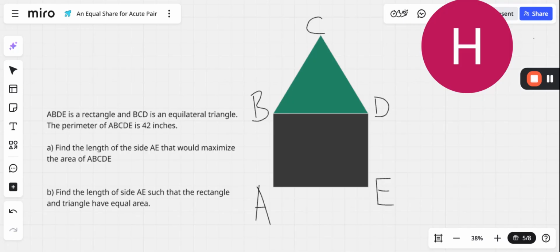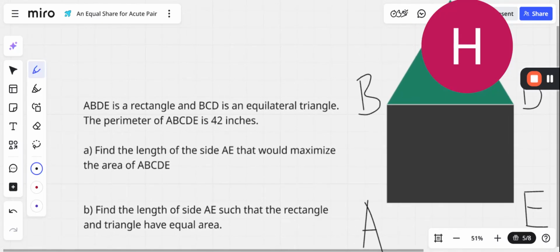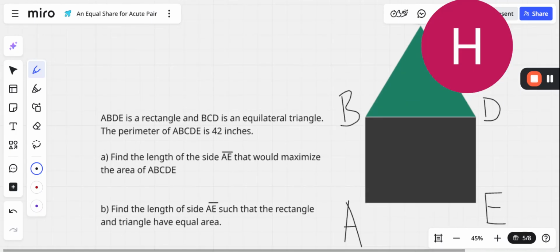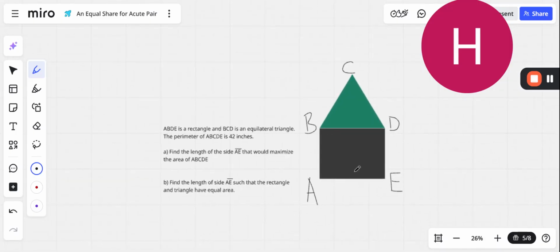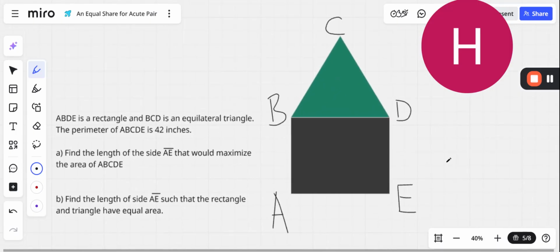Go ahead and give the problem a look. I've described it as best as I can. In fact, let me use some lines here on AE just to indicate that it's a segment. And here as well, this is the length of the side AE. Okay, this problem is a little bit more involved. So it's going to take easily 6 to 8 minutes.